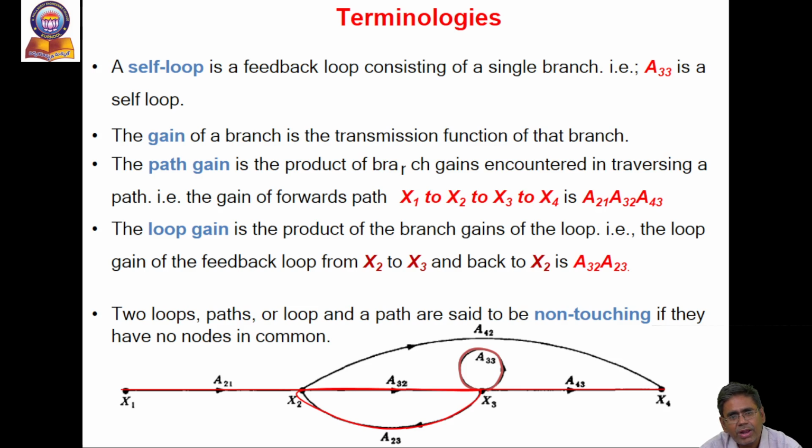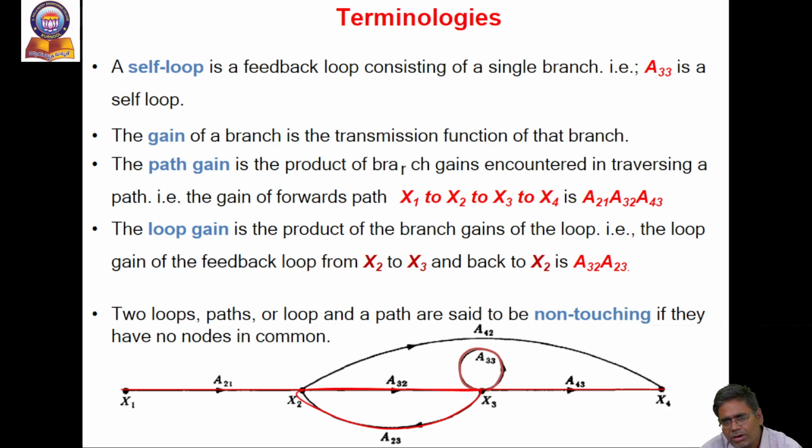The gain of a branch is the transmission function of that branch. The path gain is the product of the branch gains encountered in traversing the path. For the forward path X1 to X2, X2 to X3, X3 to X4, A21, A32 and A43 give the forward path gain. Loop gain is the product of the branch gains of a loop. The loop gain of the feedback from X2 to X3 and back to X2 is A32 times A23.